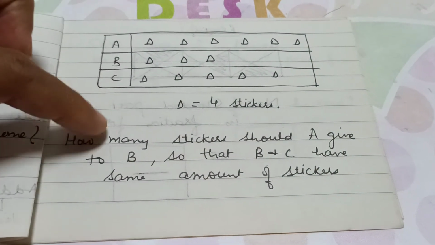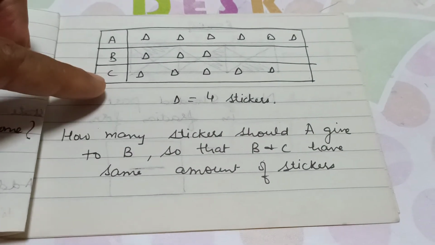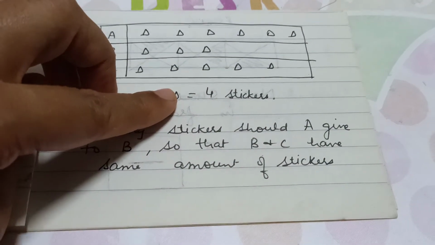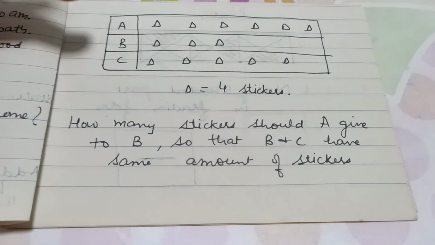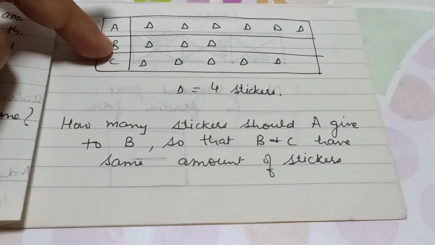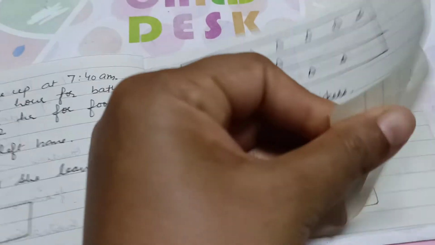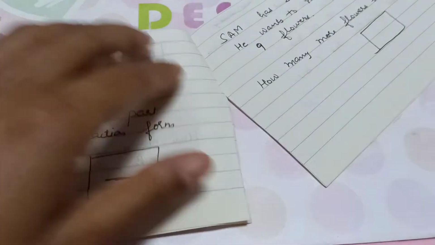So how many stickers should A give to B so that B and C have the same amount of stickers? Here, one triangle is equal to 4 stickers. So basically, A and B have a difference of 3 triangles. There's a difference of 12 stickers. So this is a graph interpretation as well as multiplication together.